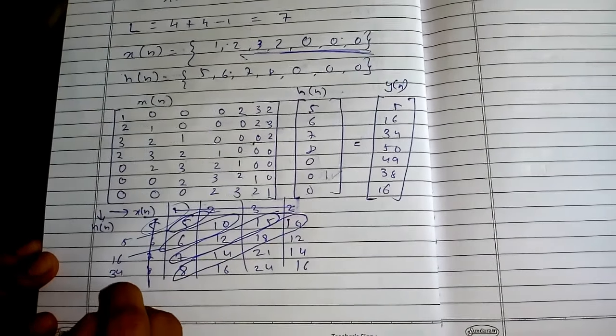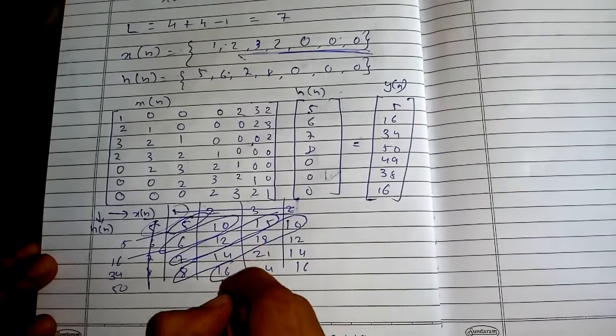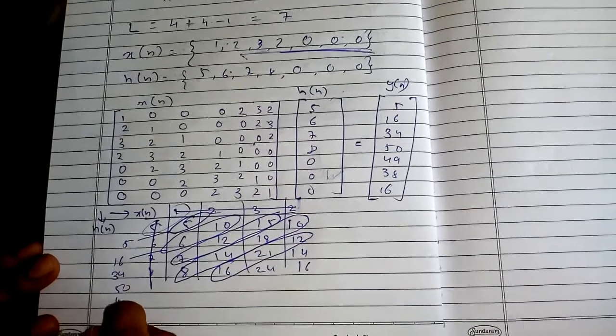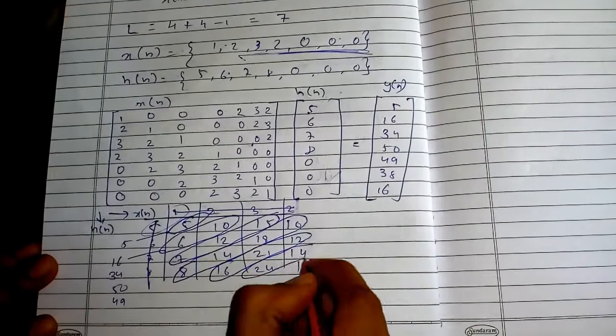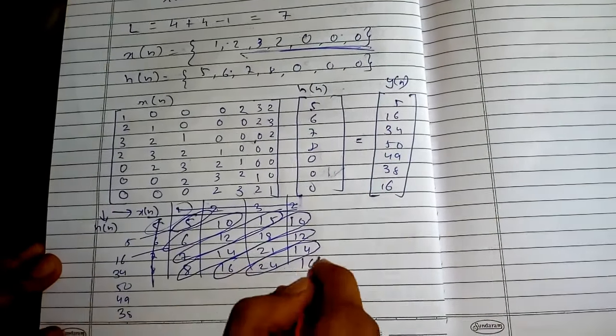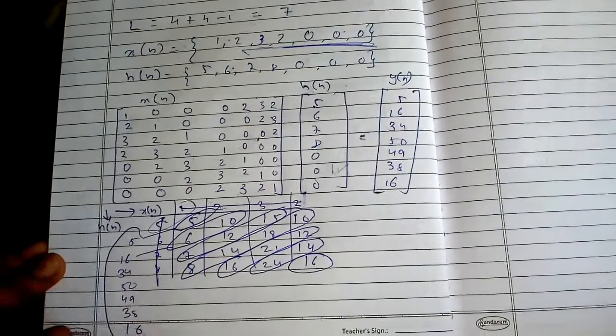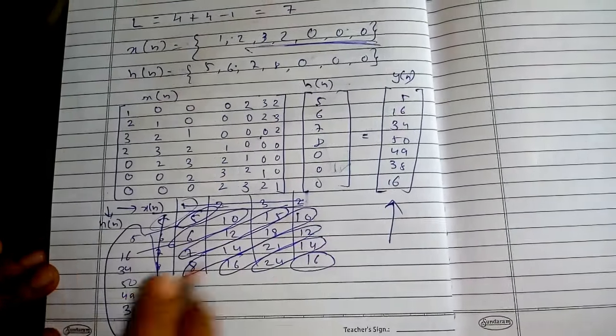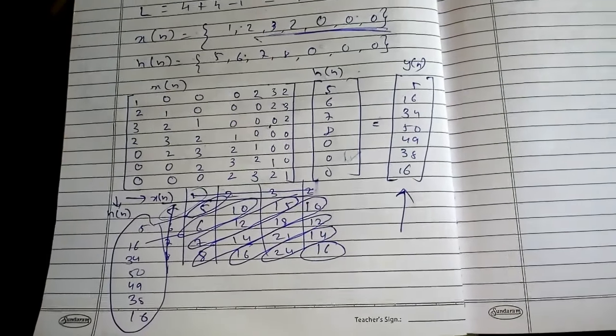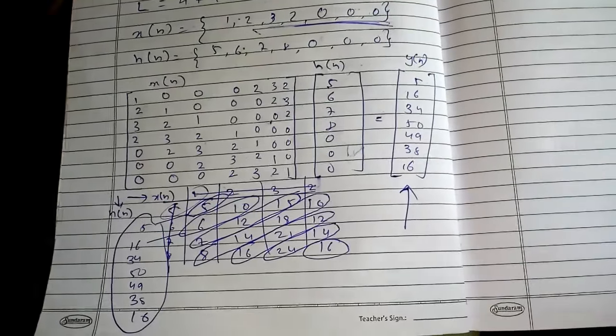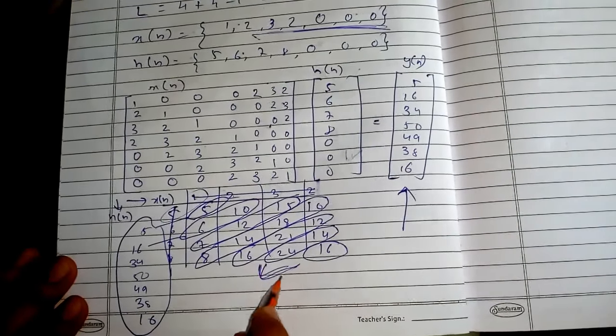This will come out to be 50. Then 16 plus 21 plus 12. This will come out to be 49. Then 24 plus 14. This will be 38. And then just 16. Compare this answer with the answer that you got. They are both the same. So if you are just told to find linear convolution, better use this method.